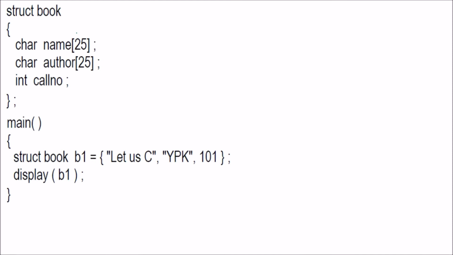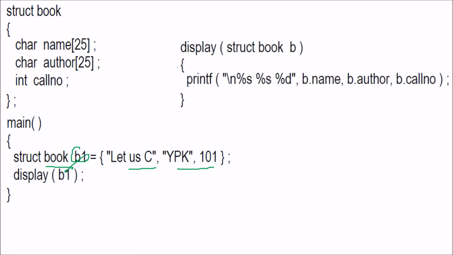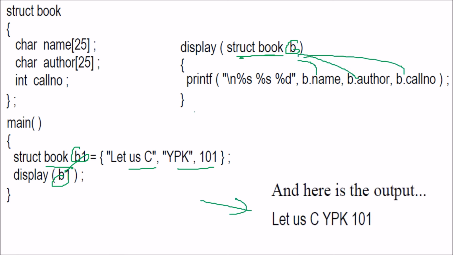Okay, now let us see a program here. This program is saying that we can pass the whole structure at one point. We have a structure here, book, which is B1, and now we are passing this B1. When we are passing B1, we take it as struct book B, because this is a structure, so we take it in the same structure variable. And we are just using B.name, B.author, and B.call number to print it. So the same result will be there.